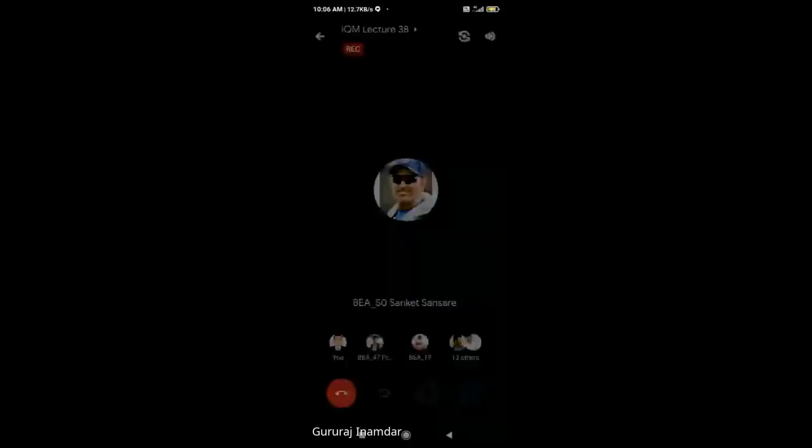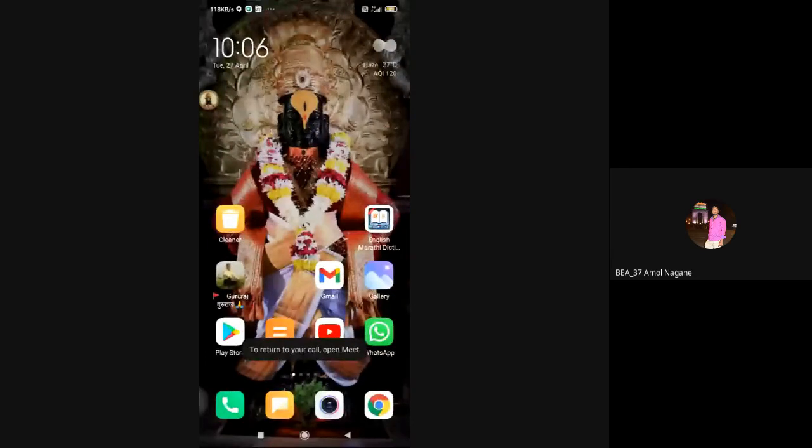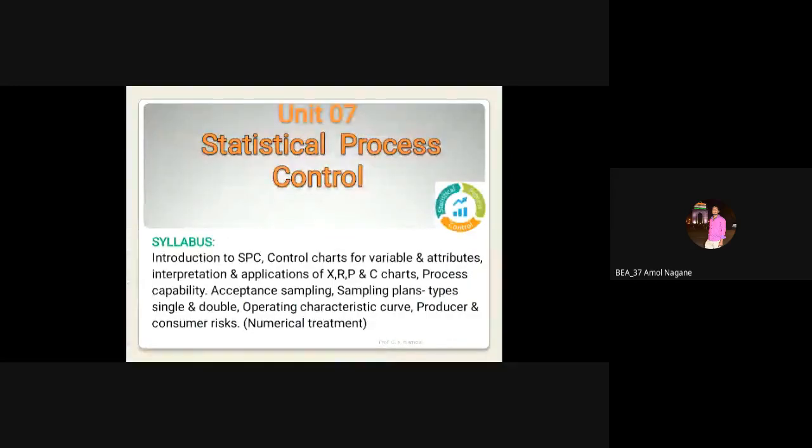Okay, so let's start chapter number 7, statistical process control. So unit number 7 is statistical process control. So what is the basic meaning of statistical process control?